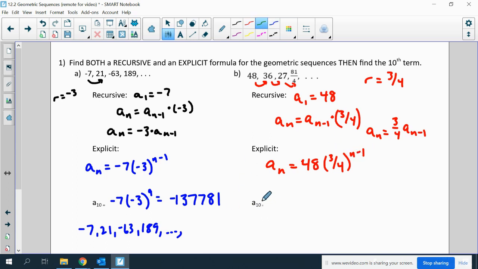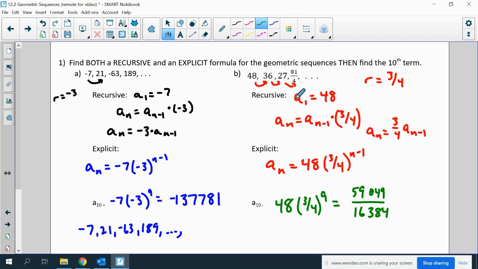Then if I want a sub 10, I'll do that explicitly because it's easier. 48 times 3/4 to the 9th. When I plug that in, I get 59,049 over 16,384.